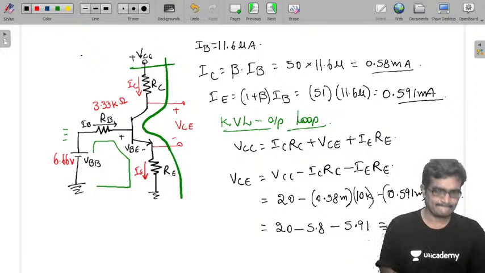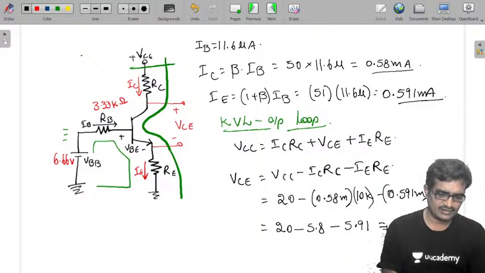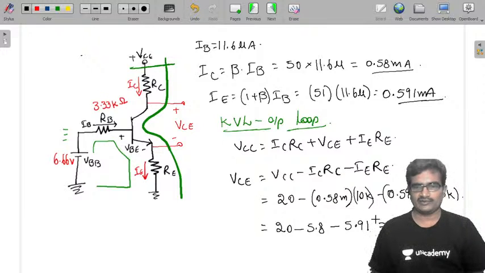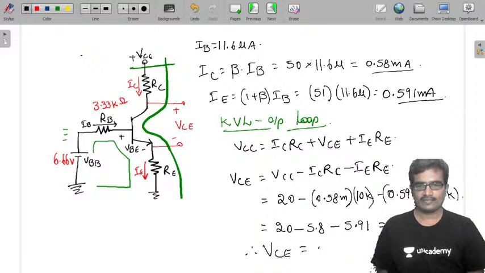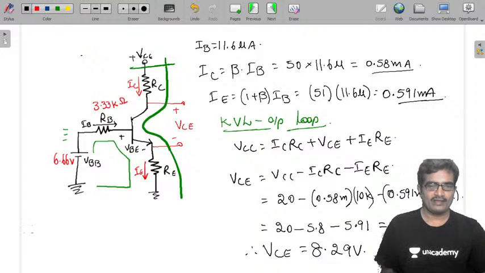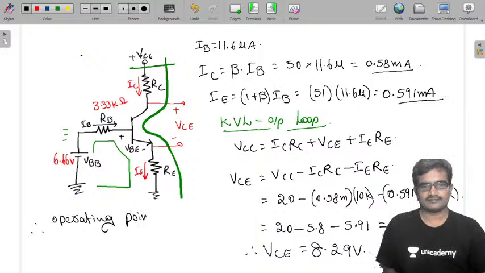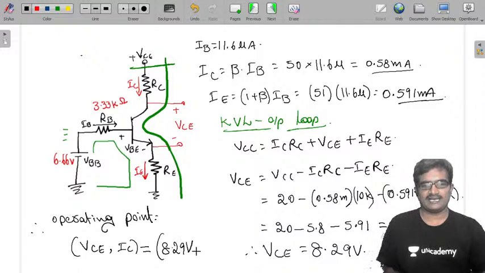So the net total is 20 minus 5.8 minus 5.91. That is 8.29 volts. Therefore, VCE is 8.29 volts. Our intention is to calculate the operating point. The operating point is VCE comma IC, which is 8.29 volts comma IC value is 0.58 milliamperes. That's it.